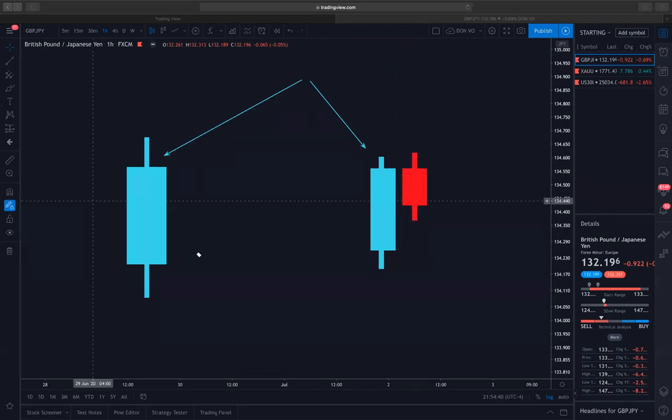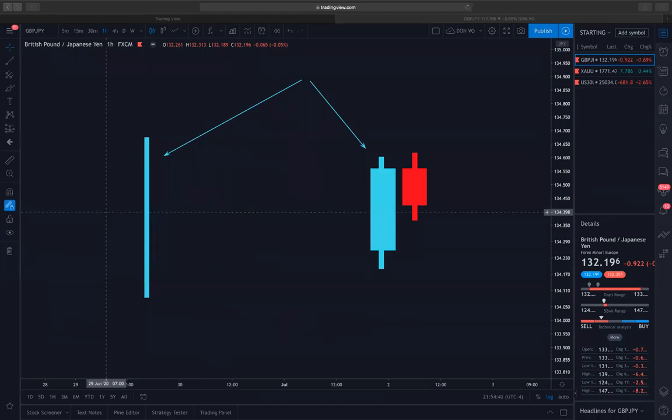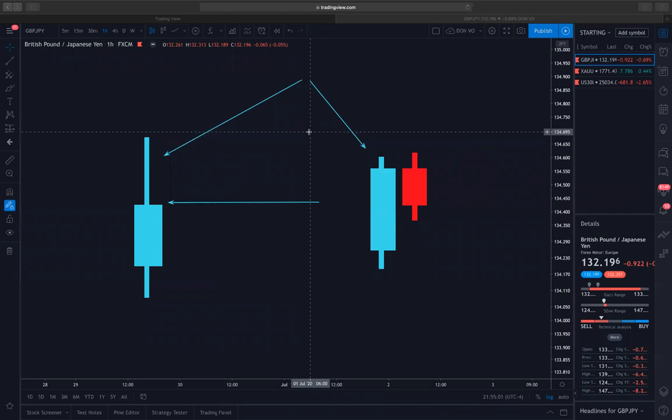I think I drew this kind of wrong. I think it should be more like this. So these two candles equal this candle. Well, Don, why is that equal to that? It doesn't make any sense. Well, we obviously have a wick here, which is your range, like I mentioned.